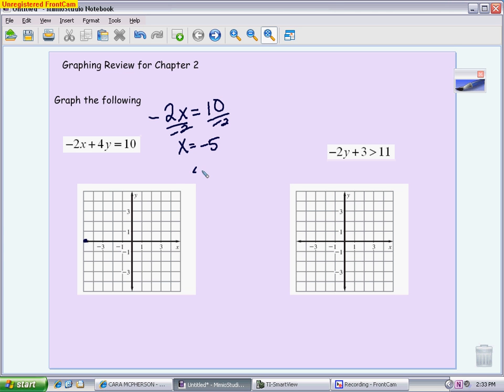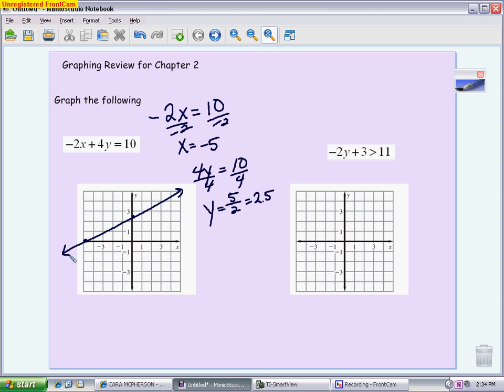And then my y-intercept is found by letting x be 0, so I get 4y equals 10. Divide by 4, I get y to be 5 halves, or if you want to think of it as a decimal, 2.5. So I'm going to go on my y-axis up 2.5 spaces, and then connect the dots. This was the first type of graphing that we did in the chapter, just basic linear graphing, no shading, no inequalities, no absolute value, no piecewise.